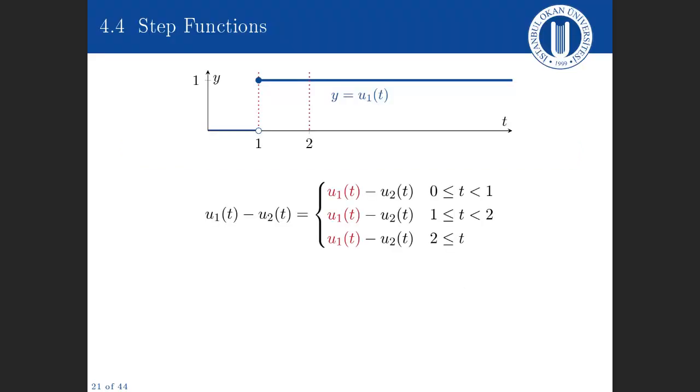First, let's think about u_1. u_1 is the function which is equal to 0 between 0 and 1, and it jumps up to be equal to 1. So first of all, between 0 and 1, the function is equal to 0. And then for the last two, between 1 and 2 and 2 and infinity, the function is equal to 1.